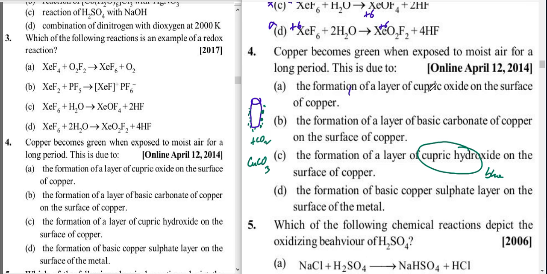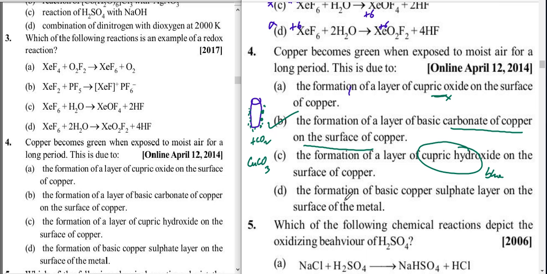The formation of a layer of cupric oxide, no. The formation of a layer of basic carbonate of copper on the surface of copper. Right, B is the correct option. Copper hydroxide is forming, but that is not green color. The formation of basic copper sulfate: you know copper sulfate is blue color, right? So the fourth question is B.